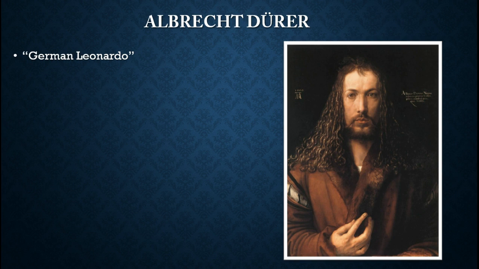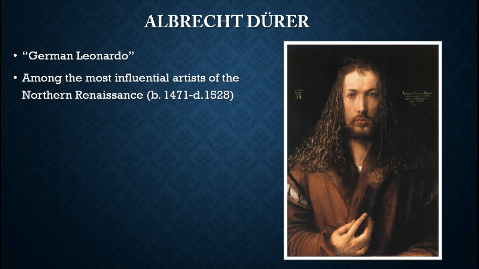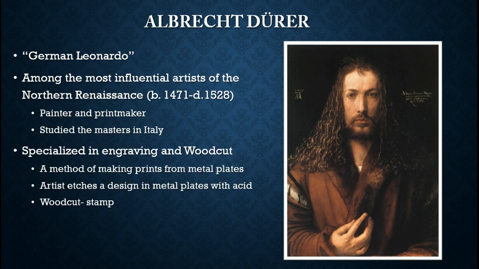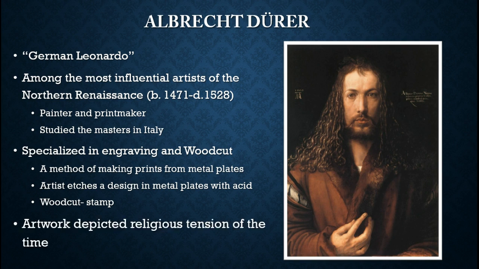Another famous Northern Renaissance artist was Albrecht Dürer, nicknamed the German Leonardo. He was both a painter and a printmaker, specializing in engravings and woodcuts. Engraving is a method of making printed images from metal plates by etching a design into the metal with acid and then filling the plates with ink to print an image. Woodcuts are like woodblock stamps. Dürer specialized in religious artwork, particularly depicting the religious tension and upheaval in Germany at the time due to the Protestant Reformation against the Catholic Church.